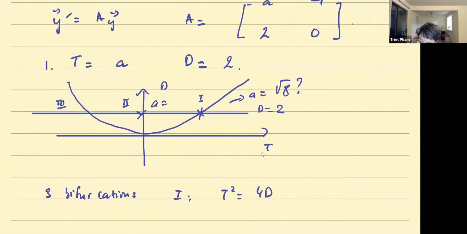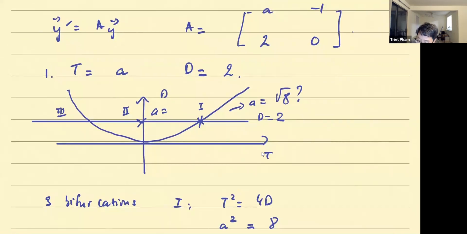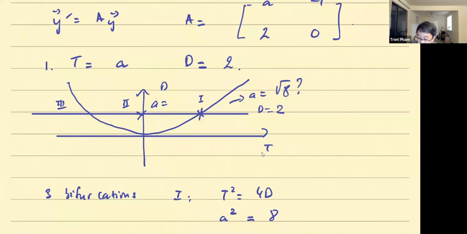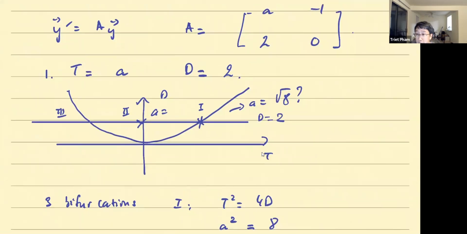Now, t squared is a squared, and 4d is 8. So exactly, a is the square root of 8. But hold on, Daniel, why is it that a is positive here and why is it not negative? How do you know? Intuitively, maybe one of these is minus, one of these is plus. How do you know that one is the positive one?